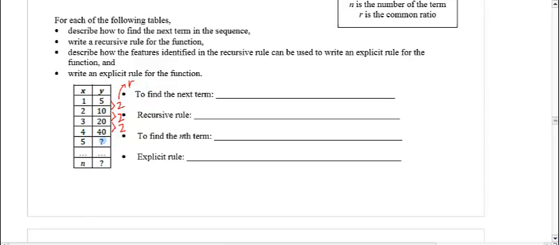So if we really wanted to find the next term, which is what it's going to ask us to do first, we're going to take 40, we're going to double it. I think we can do that in our heads. That's going to come out to be 80. So we'll write that over here. So the next term is going to be 80.